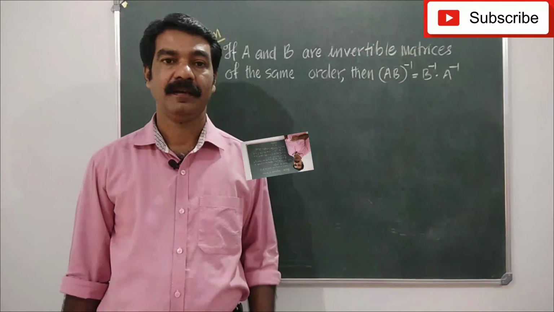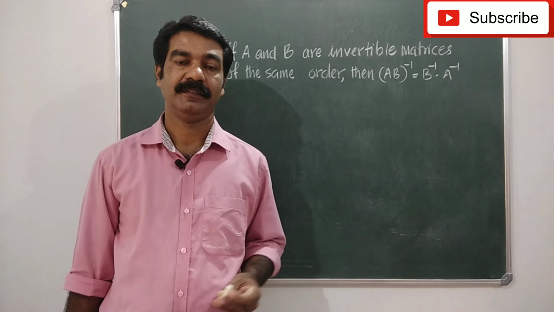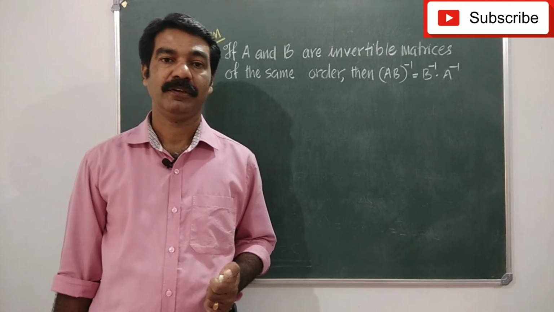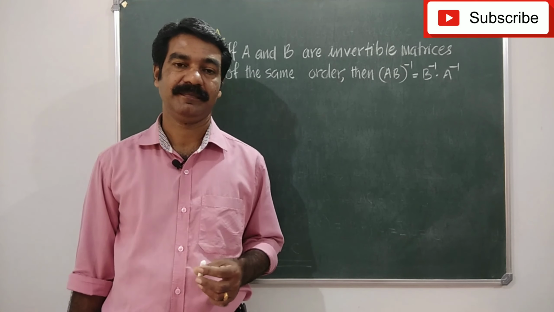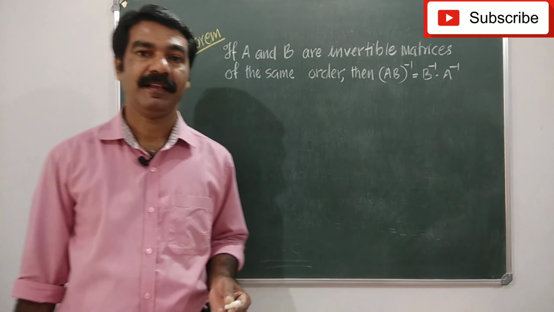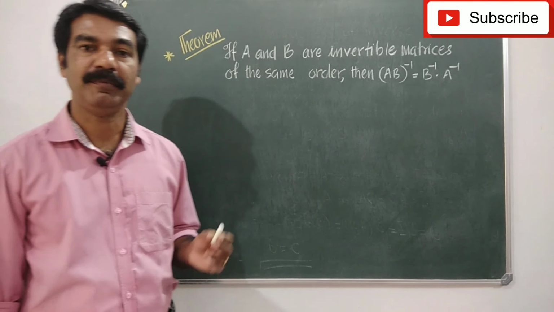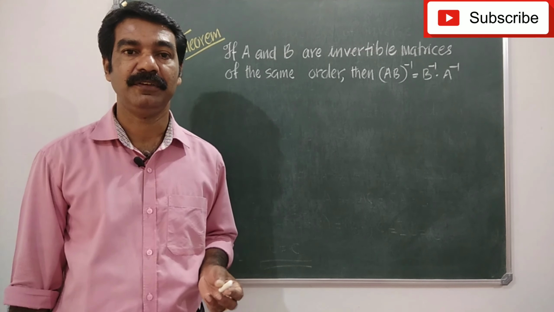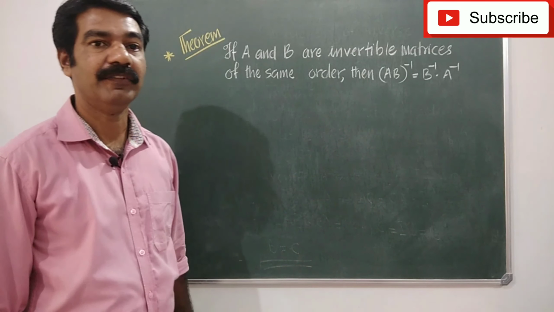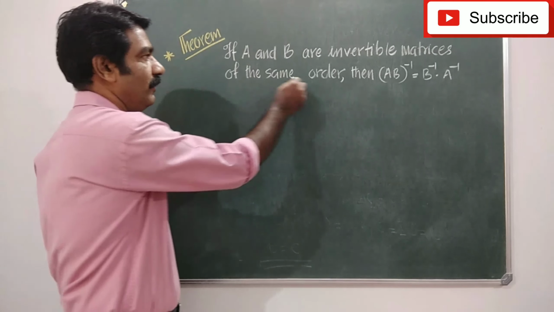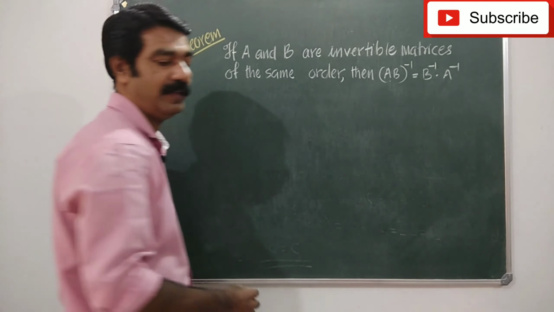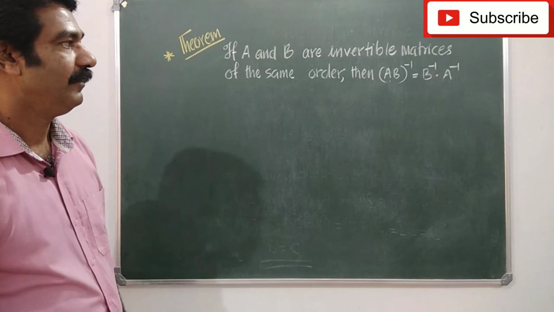Now another theorem. It's a very important theorem. If A and B are two invertible matrices, then AB inverse, A into B inverse, is equal to B inverse into A inverse. If A and B are invertible matrices of the same order, then AB inverse is equal to B inverse into A inverse. We have to prove this theorem.